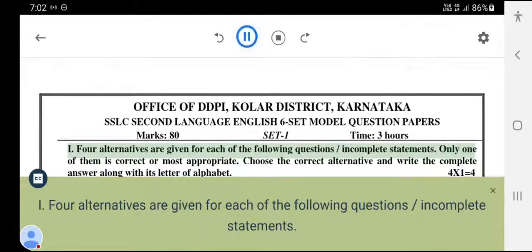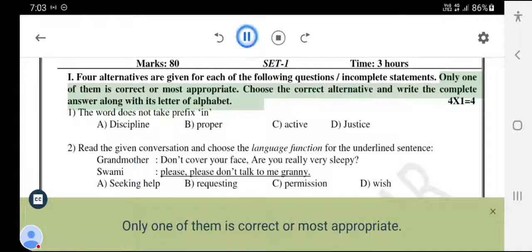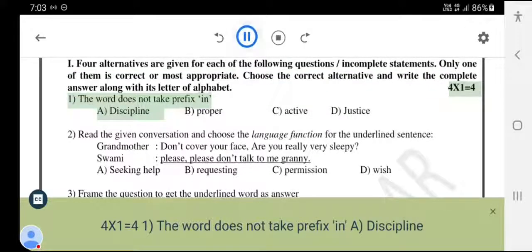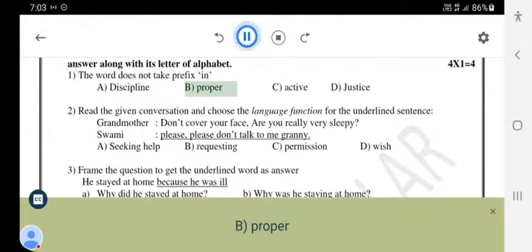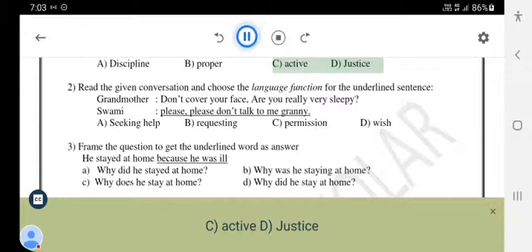I. Four alternatives are given for each of the following questions, incomplete statements. Only one of them is correct or most appropriate. Choose the correct alternative and write the complete answer along with its letter of alphabet. 4x1 equals 4. 1. The word does not take prefix: A. Discipline, B. Proper, C. Active, D. Justice.